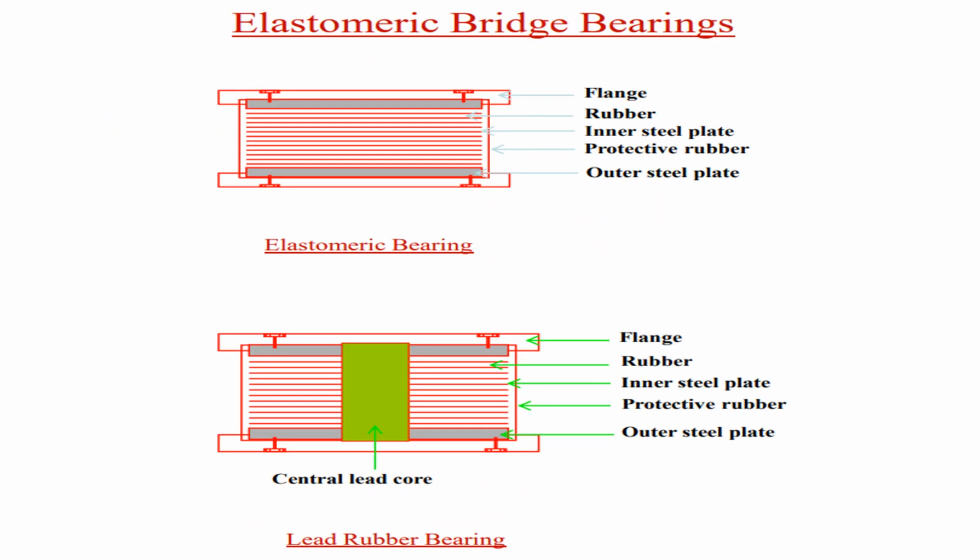Finally, we have the elastomeric bridge bearings, and this is actually divided into two types. We have elastomeric bearing and lead rubber bearing. Included in the figure are the different parts of the elastomeric bearing, and of course the lead rubber bearing. For the elastomeric bearing, we have the flange rubber, inner steel plate, protective rubber, and outer steel plate. Same as with the lead rubber bearing, it also consists of the flange rubber, inner steel plate, protective rubber, and of course outer steel plate.